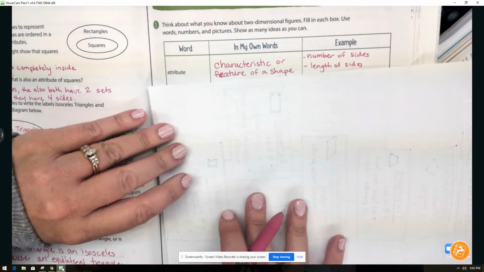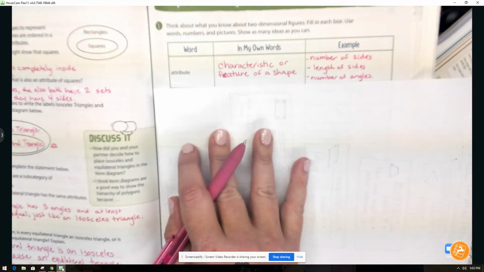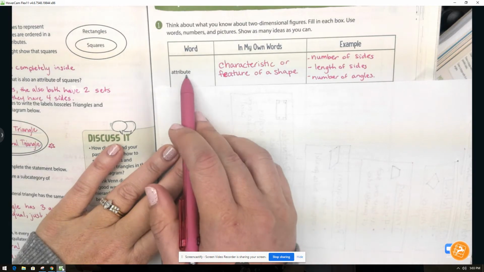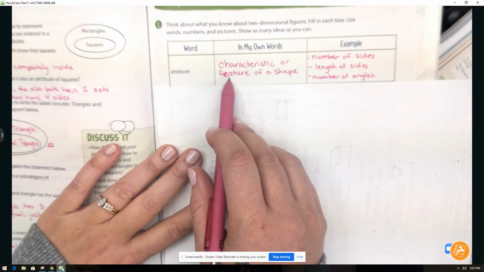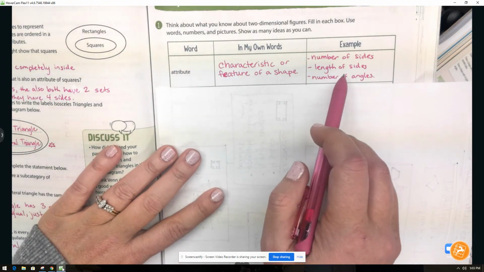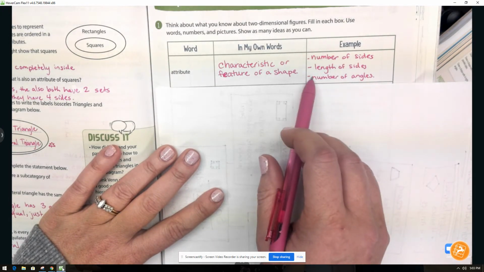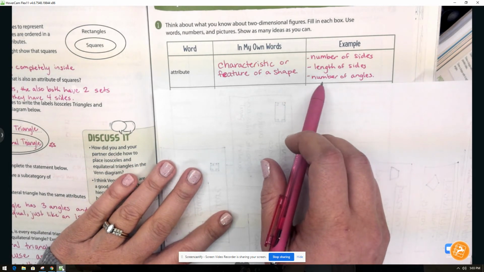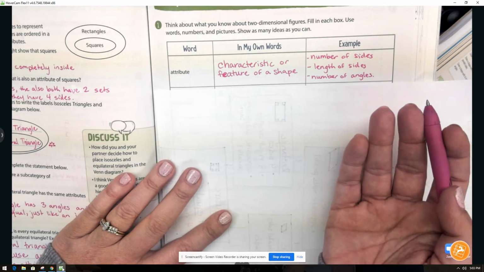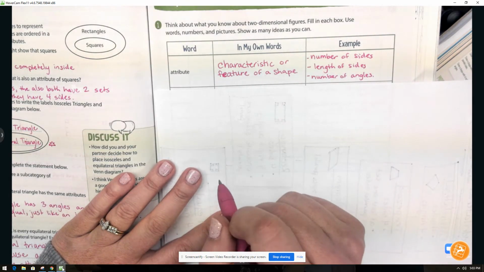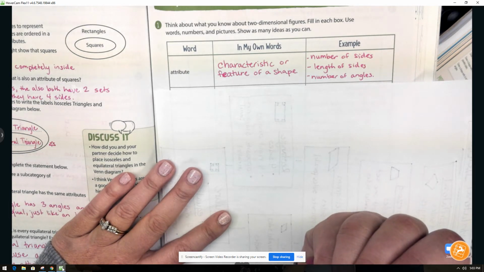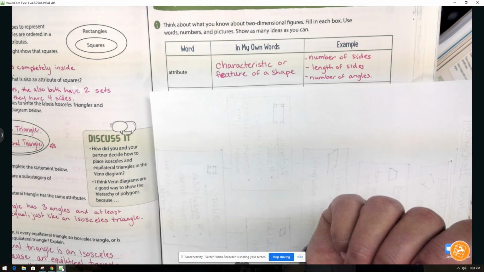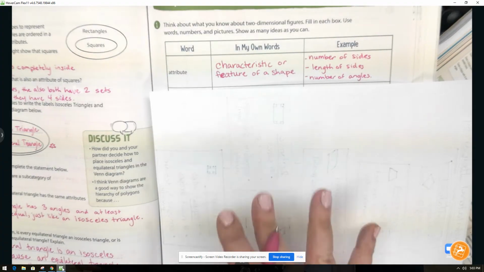All right, over here, we've got some vocabulary words that we're going to learn about. So we've talked about these in this lesson, but I just want to make sure you understand what they are. So an attribute is a characteristic or feature of a shape. Some examples of attributes of shapes are the number of sides they have, the length of the sides, and the number of angles. You could also look at if they have parallel sides. There's lots of different ways that you can describe the features or the characteristics, which are the attributes.